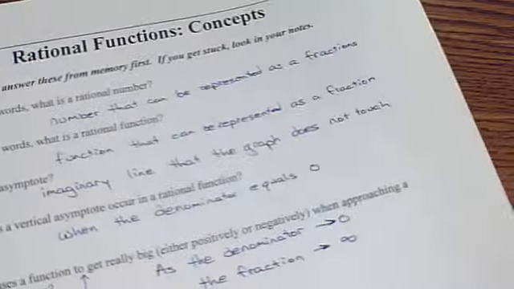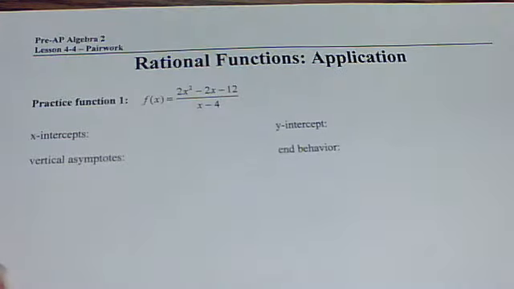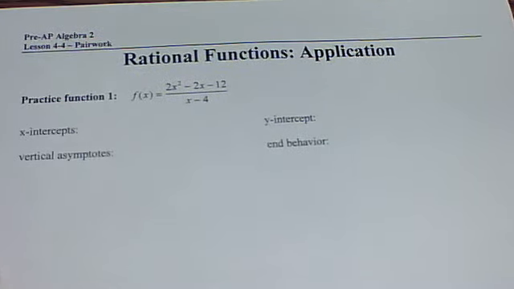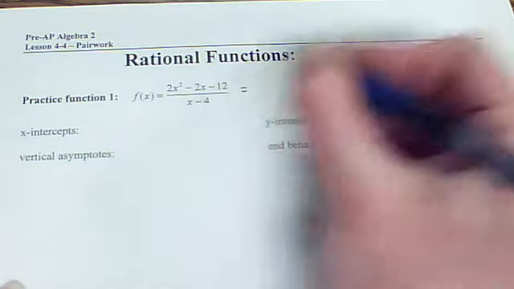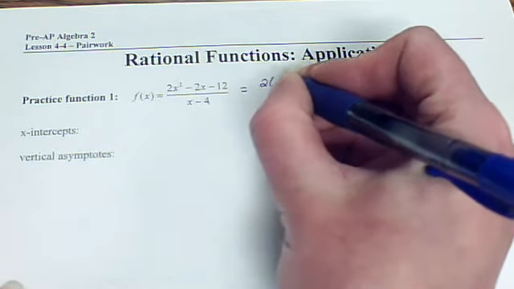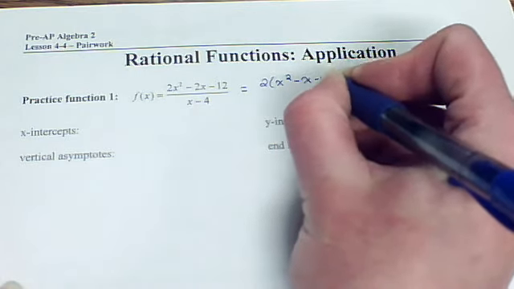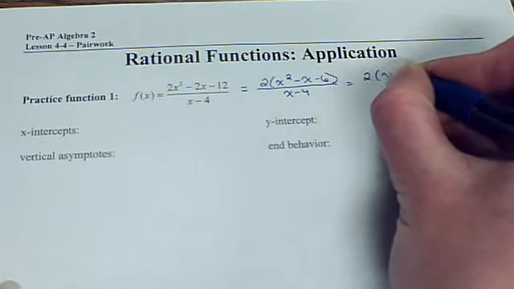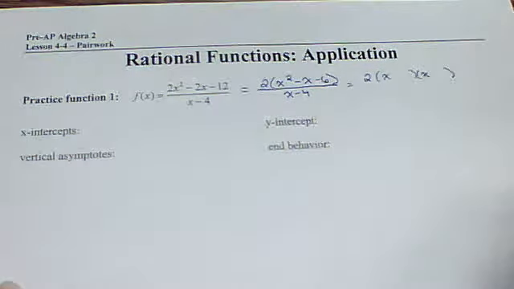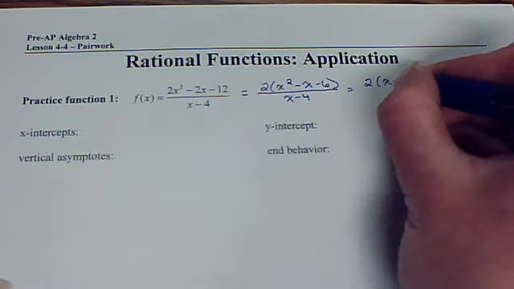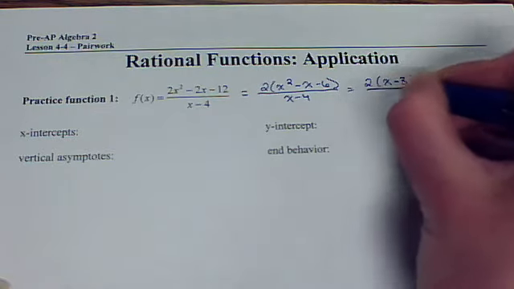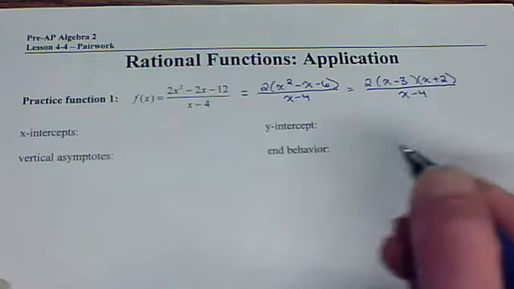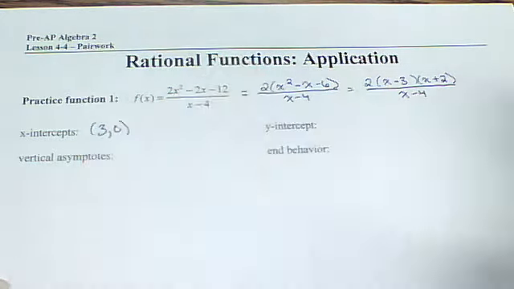Now, I want to do a couple of examples. X-intercepts. We find our x-intercepts by looking at the numerator. Now in this one, it looks like this might be something I could factor. So I'm going to go ahead and factor out the 2. I'll get x squared minus x minus 6. And I bet that factors again. x and x multiplies to be negative 6, adds to be negative 1. That's going to be a negative 3 and a 2. So this one has 2 x-intercepts. It's going to have 1 at 3 and 1 at negative 2.